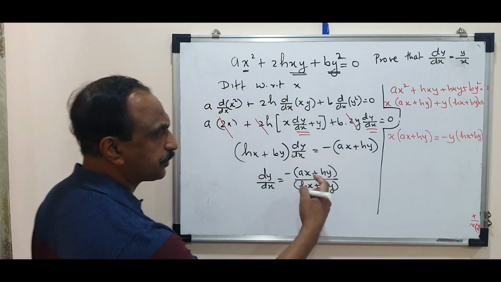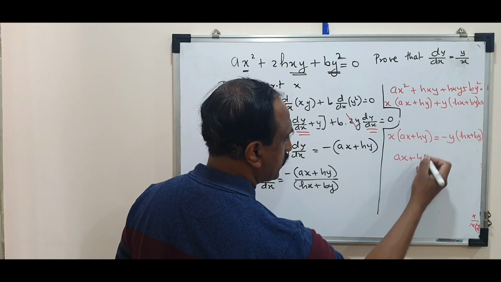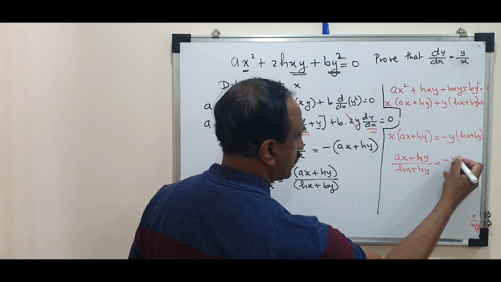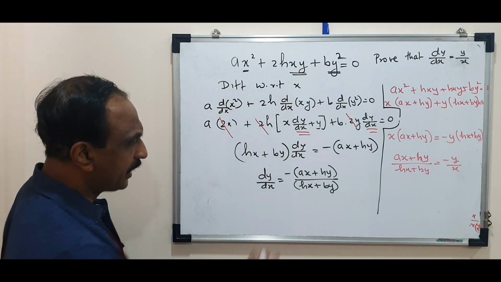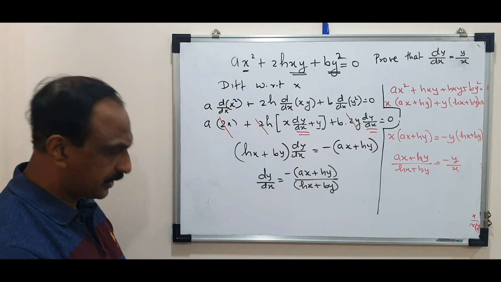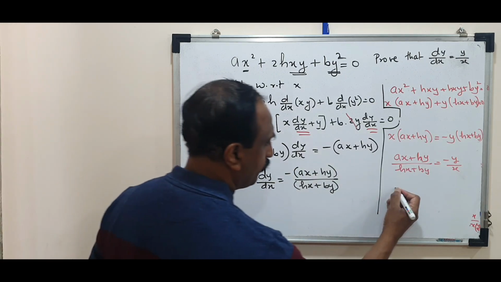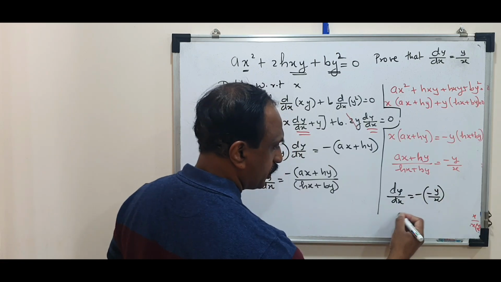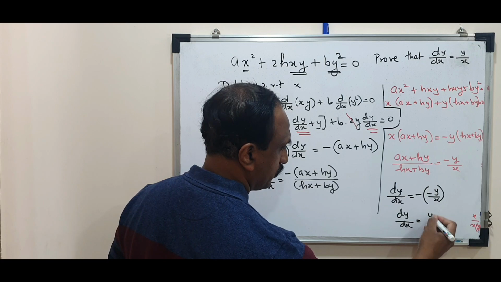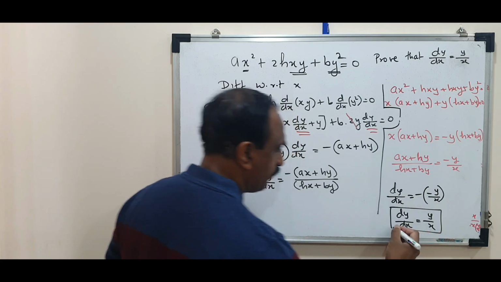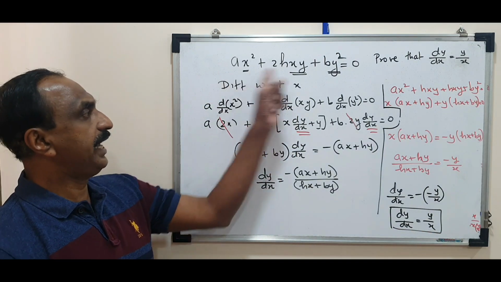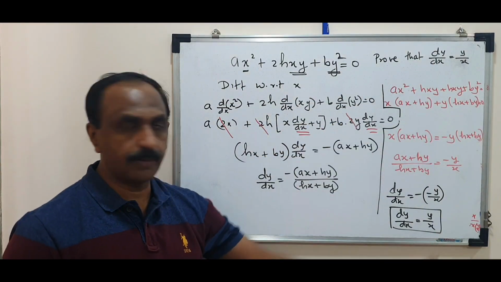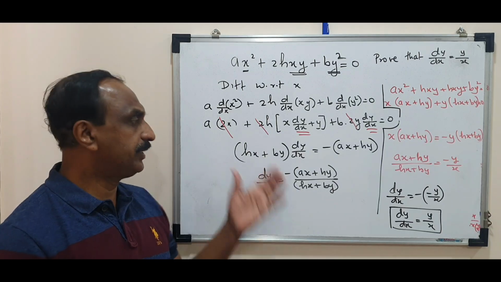And you can see ax plus hy over here. So (ax plus hy) divided by (hx plus by) is minus y by x. So I can replace this whole thing by minus y by x. How? dy by dx will become minus of minus y by x. So dy by dx is y by x. This is what we find. So whenever I differentiate any homogeneous equation, whether second degree, third degree, whatever it is, the derivative will always be y by x. Now I will show you another method to do this problem.